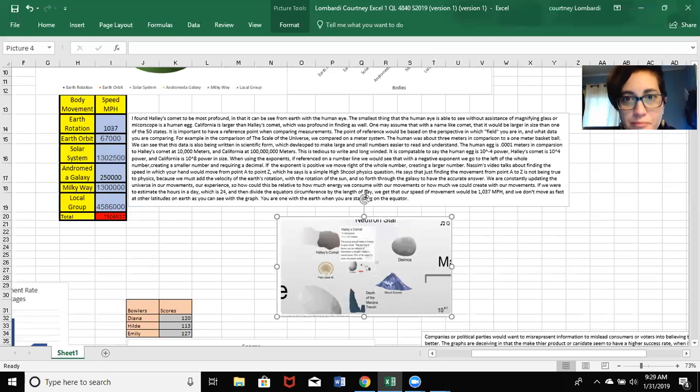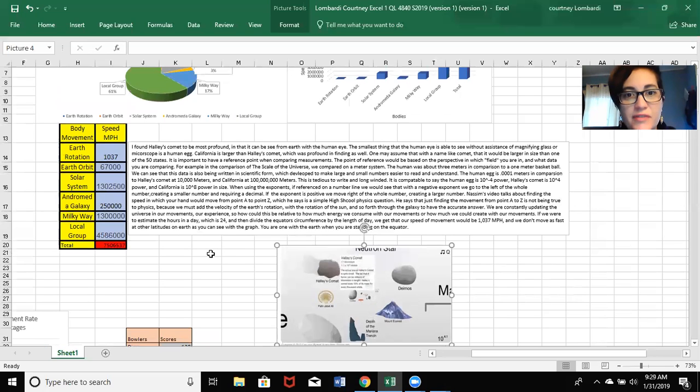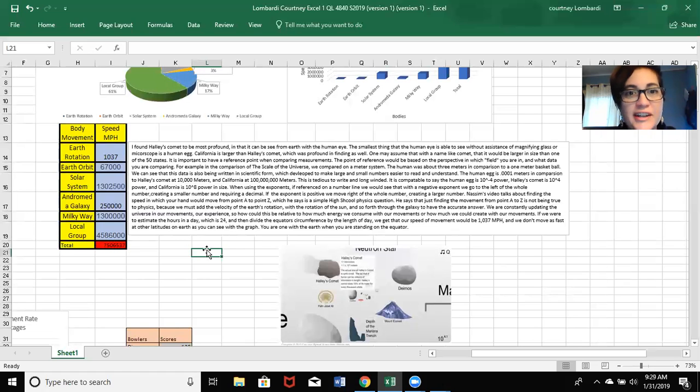So now we also watched, so this was the comparison of the scale of the universe, and like I said, I just found it profound that Halley's Comet is smaller than California.